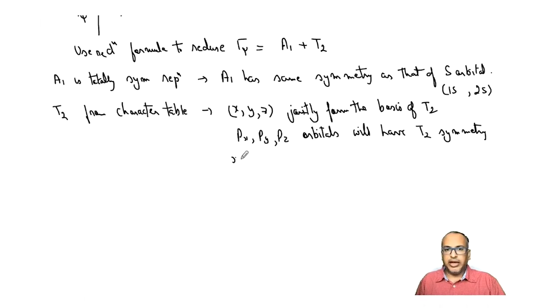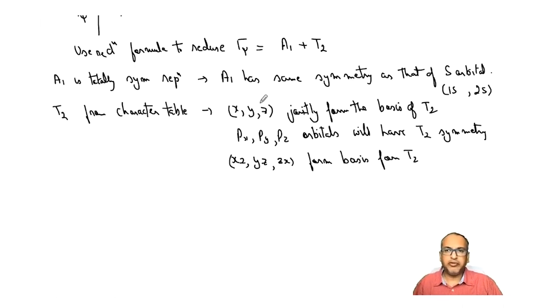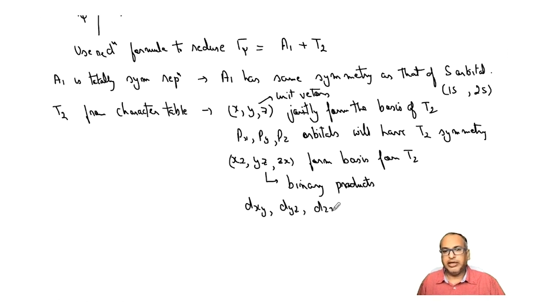Now if we also see that xz, this is again from character table, yz and zx, they will also form basis for T2. So this comes from the unit vector transformation and this comes from the binary products. Okay, so this is from unit vectors and this comes from binary products as the basis, right? So this tells you that dxy, dyz and dzx orbitals will have T2 symmetry.